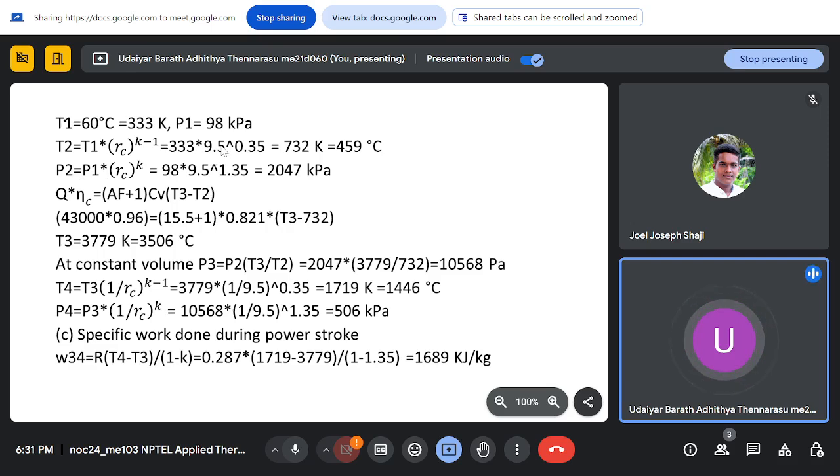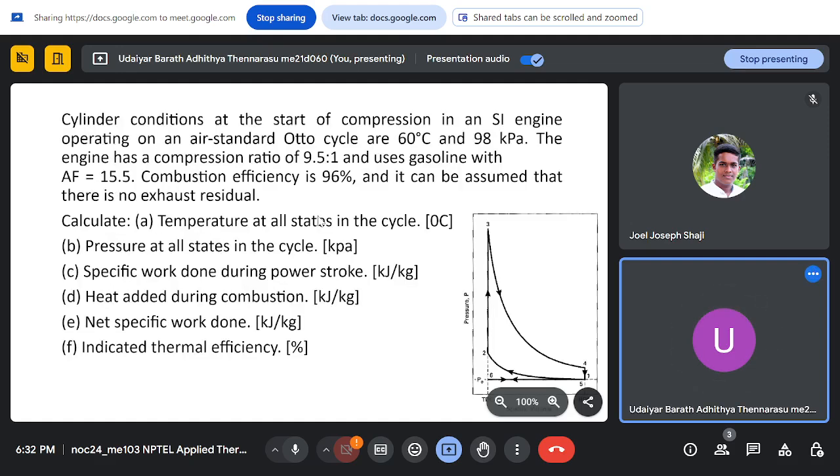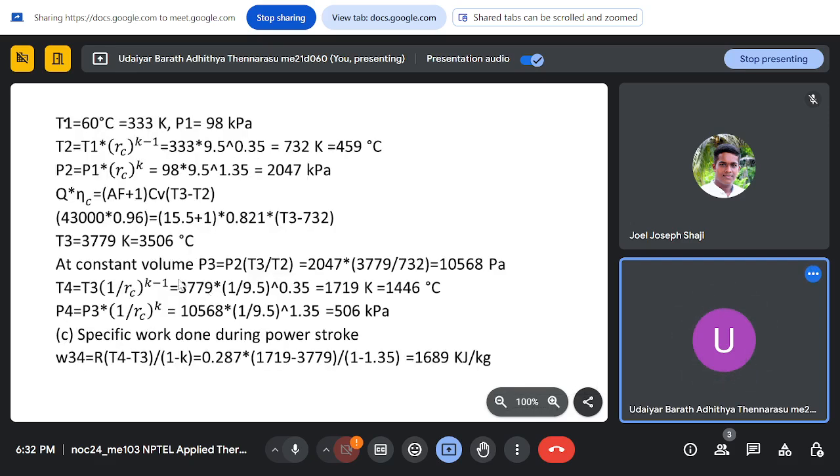Then similarly, just like temperature, I can find pressure. So P2 by P1 equals V1 by V2 raised to power gamma. Again compression ratio is known and pressure is known at inlet. So 98 into 9.5 raised to power 1.35 gives me 2047 kilopascal. Because we have to find both temperature and pressure at all states, I have found them at state 2.